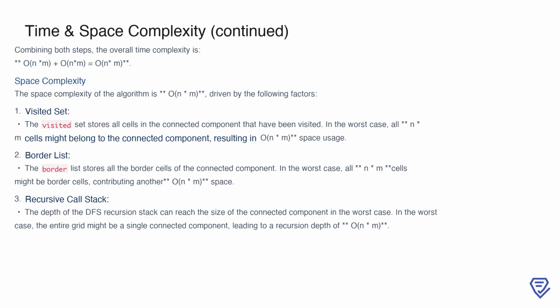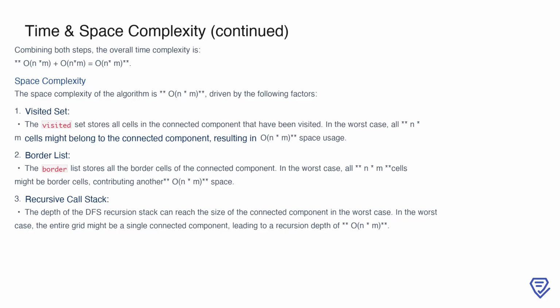The algorithm uses 3 main structures that contribute to space usage. First, the visited set keeps track of all cells in the connected component. In the worst case, this set could store all n times m cells, requiring O(n*m) space. Second, the border list stores the border cells identified during the DFS. If all cells in the grid are border cells, the list could also reach O(n*m) space usage.